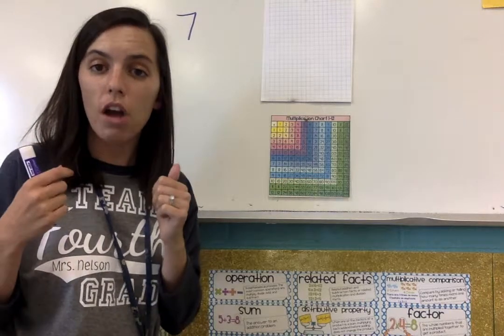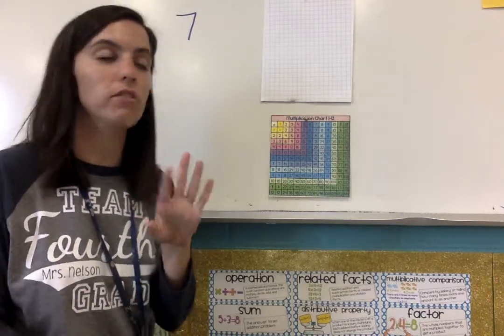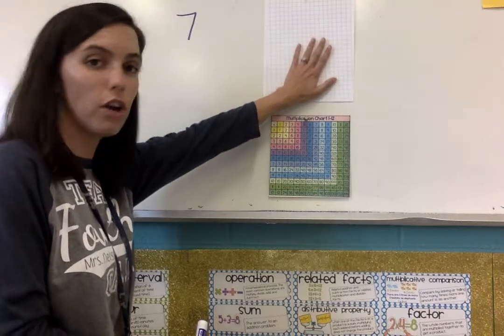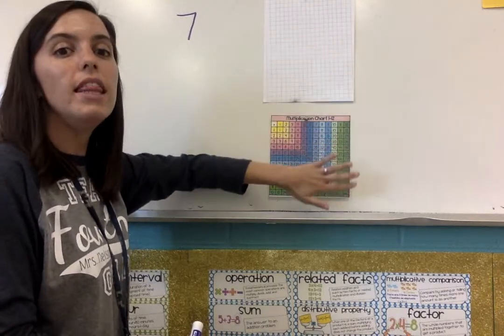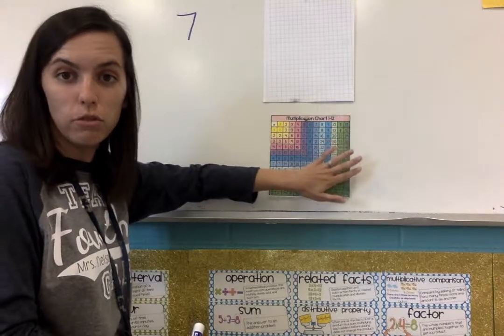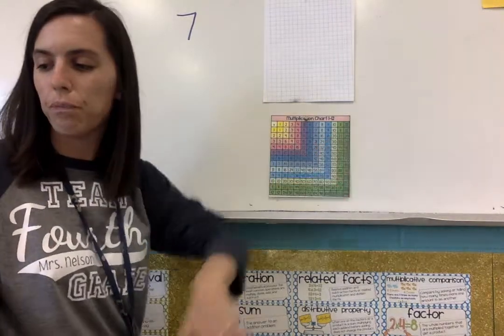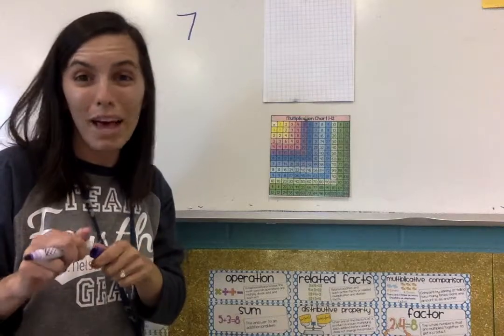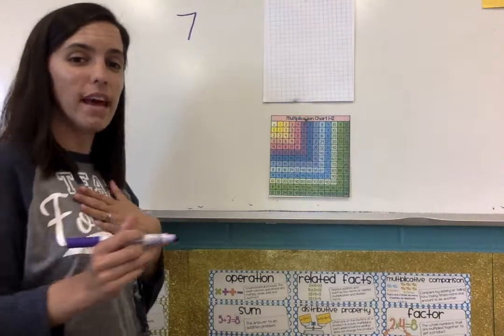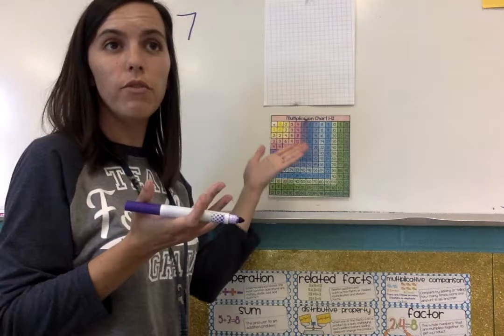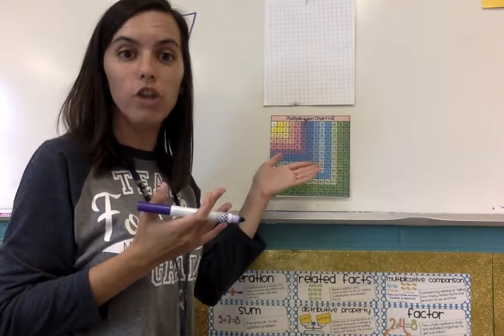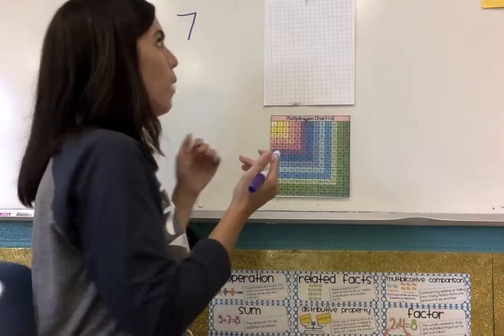Well, if you are not sure, I'm going to show you two different ways. The first way is how we're going to use our graph paper to help us find the factors of 7. And then next I'm going to show you how you can use your multiplication chart to help you as well. I love using the graph paper and making arrays. That's my favorite way to do it, but your favorite way might be the multiplication chart. So I'm going to show you both ways.